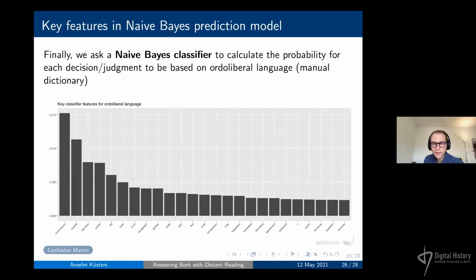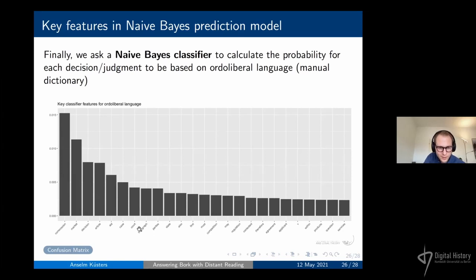And finally, there's one method that I'm still exploring at the moment. So this is, in contrast to the six other methods, not a final analysis. Here, I used my ordoliberal dictionary to classify each case as being ordoliberal or not, depending on whether it contained words of this ordoliberal dictionary or not. And then I used the naive Bayes classifier to calculate the probability that the decisions and judgments would be based on ordoliberal language. And then, based on this, I was able to look at the key words that the classifier used to distinguish between an ordoliberal and a non-ordoliberal case argument.